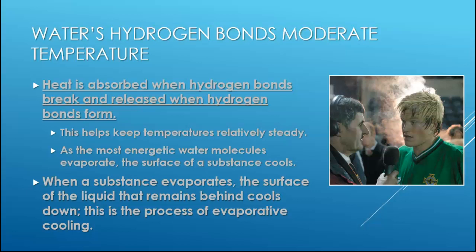When hydrogen bonds break, that heat is absorbed by the water, and when hydrogen bonds form, heat is released. This is how we can maintain a relatively stable, relatively steady temperature on Earth between things that are frozen and things that are really hot and boiling, okay? And it's important to all living things because that's one way that we have of being able to cool ourselves down.